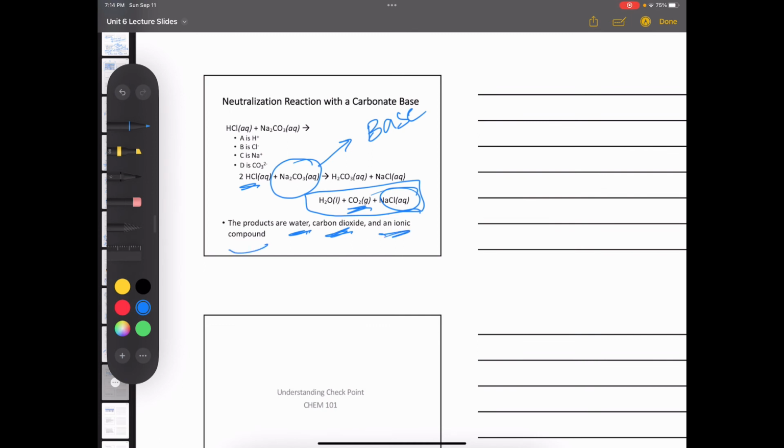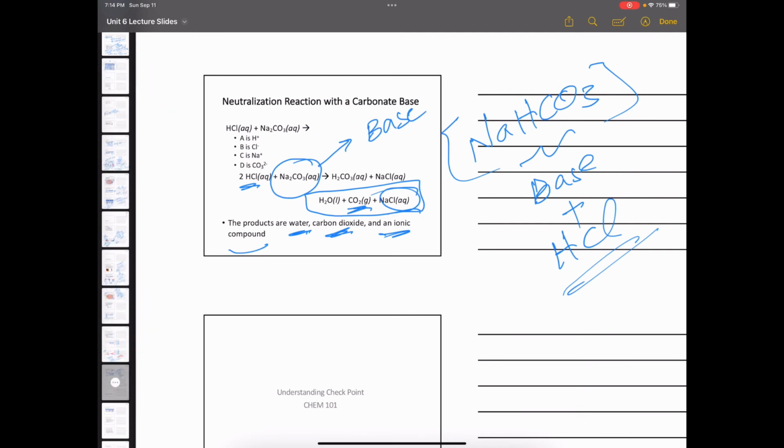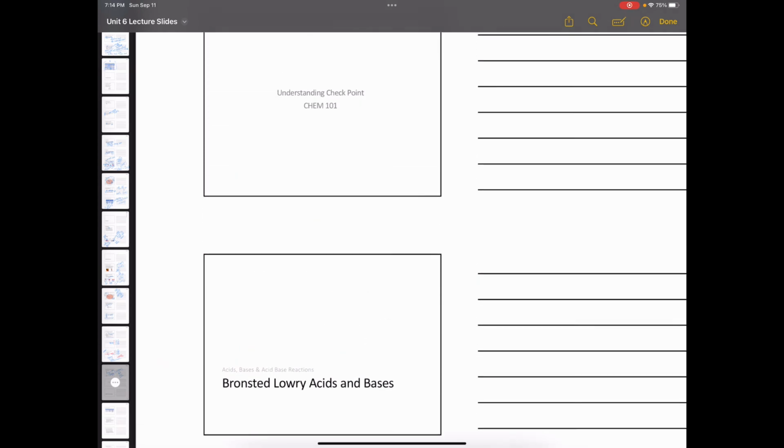When I say sodium carbonate or carbonate in general, that also applies to something like NaHCO3. This will also behave as a base if you react that with something like HCl. Okay, so that could be a neutralization reaction. So do not confuse that and think of this as a precipitation reaction. So that's in terms of carbonate. So that's for the neutralization reaction.